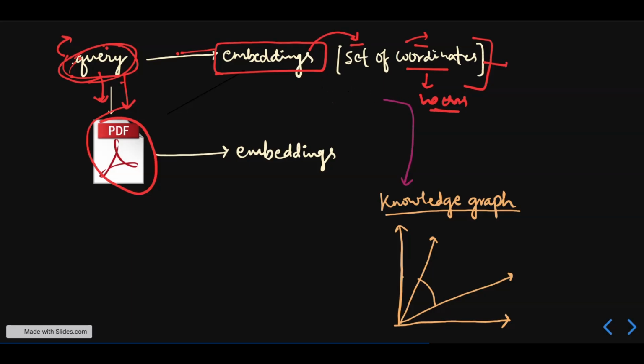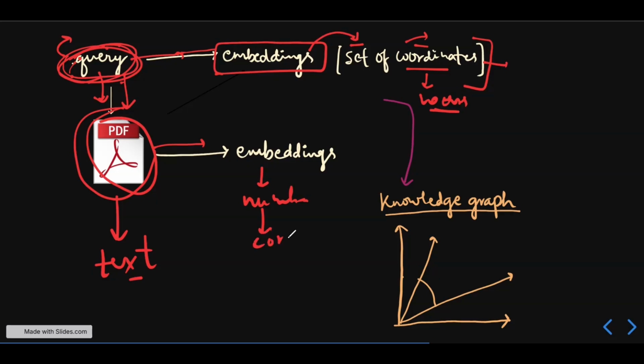Okay, so we will convert the query into vector embeddings, and then we will convert our PDF into embeddings also. All the text of the PDF will be converted into embeddings. Embeddings, yeah, the numbers, the coordinates, yeah, vectors. So we will convert our whole PDF, the whole PDF's text more specifically, into embeddings, and then we will do the later things.